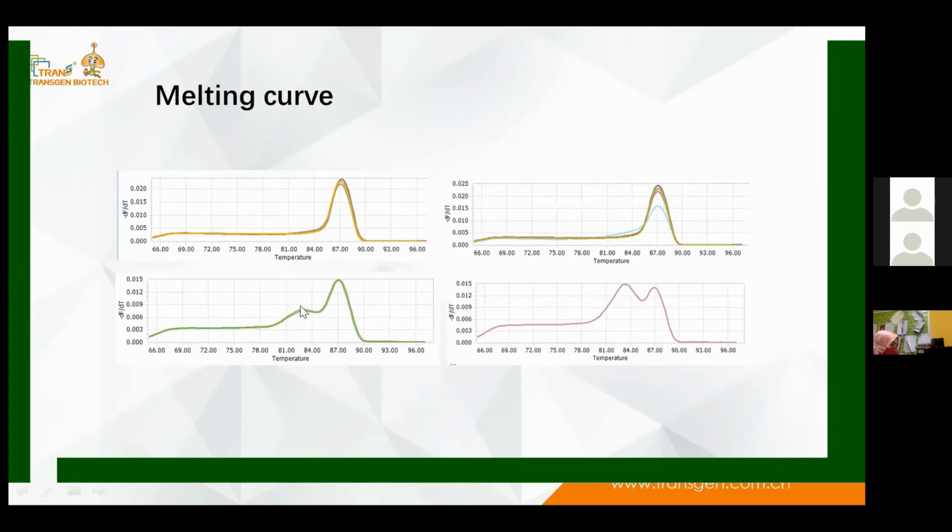This one is a small M-shape signal, and this one is a very typical M signal. This M signal shows multiple peaks here. It means there is non-specific amplification in the whole system. It means the data is not reliable.